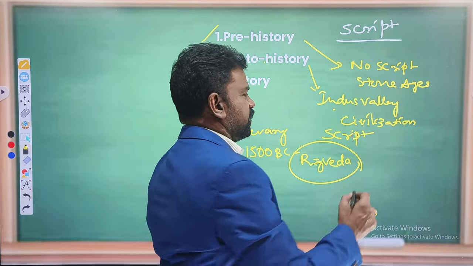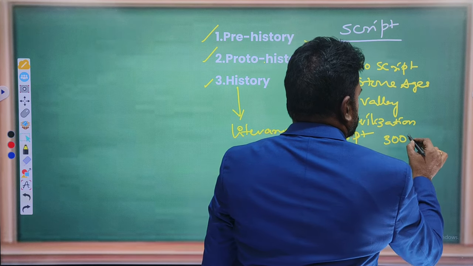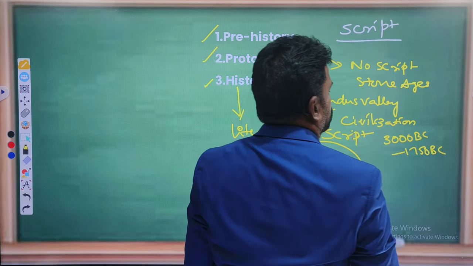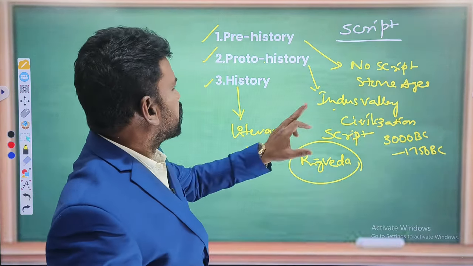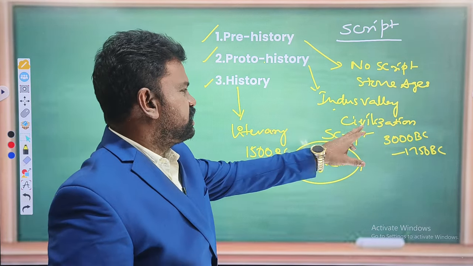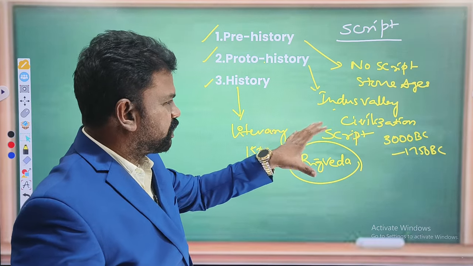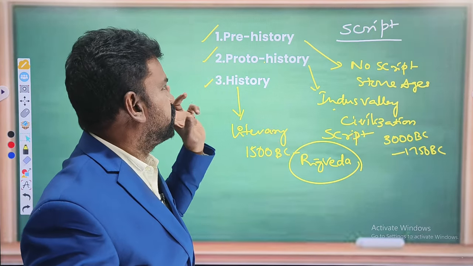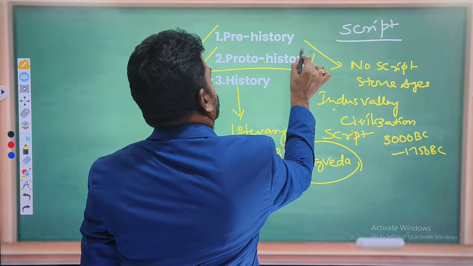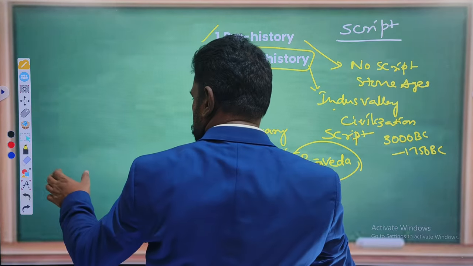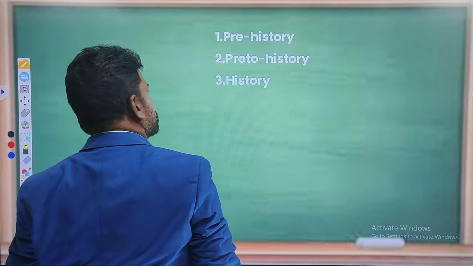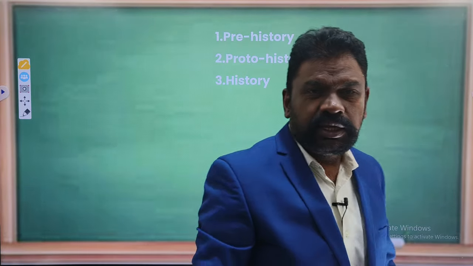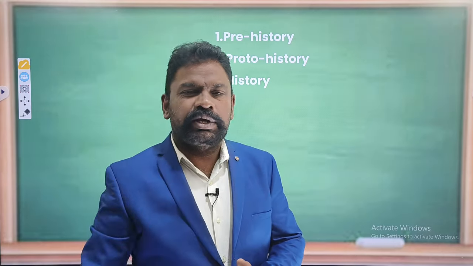Only the Indus Valley Civilization, from 3000 BC to 1750 BC, comes under the protohistoric period. The Bronze Age people knew the script, but historians did not understand it. These are the three divisions, divided based on the script. Earlier divisions were based on political, economic and religious changes.